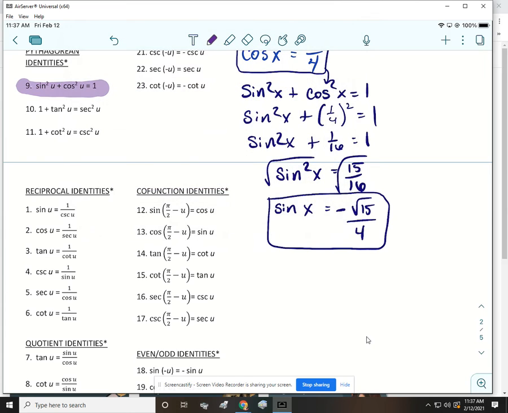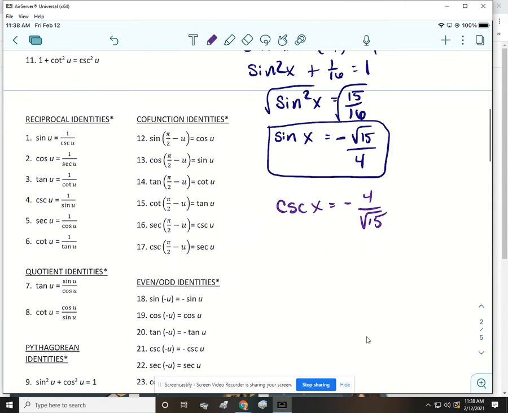All right. As soon as we know what sine of x is, we automatically know what cosecant of x is. It is the reciprocal. All right. And then we wouldn't leave it in that form. We would simplify the radical.